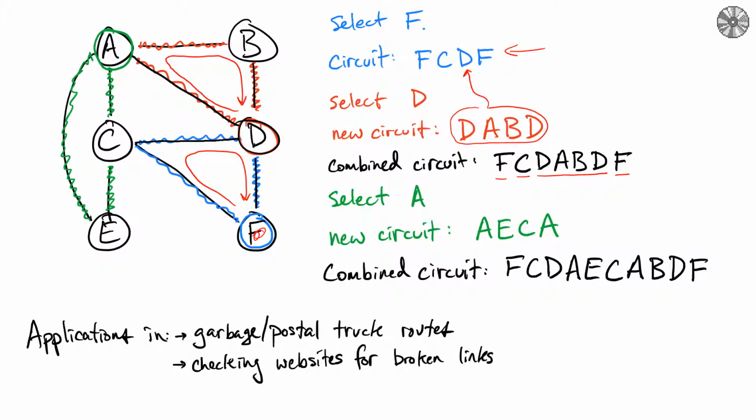We still haven't used all of the edges in the graph, so now we're going to select another node that still has some edges that are unused. So we could select node A, and then we find another circuit that goes A to E to C back to A. And so now we've used all of the edges in the graph. So now, if we insert this piece in where A was, effectively creating this new tour, then we have now found an Eulerian circuit.